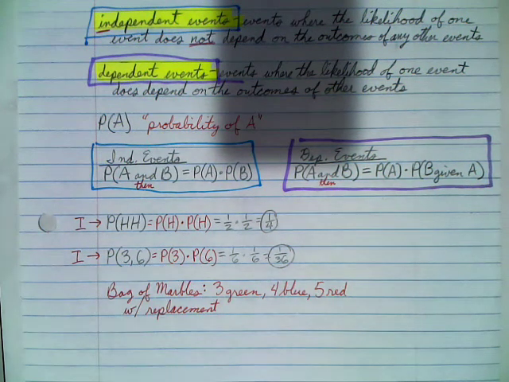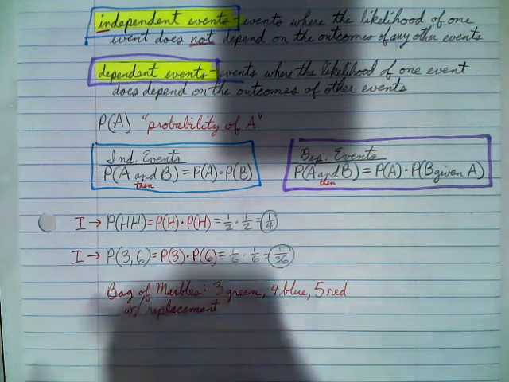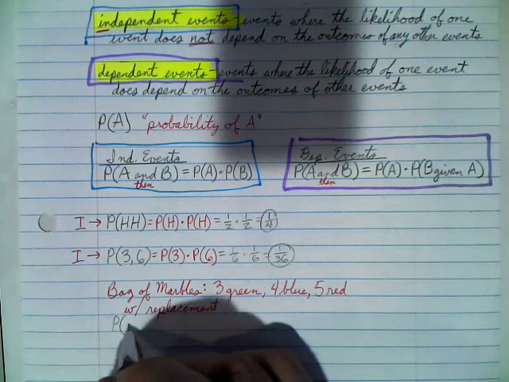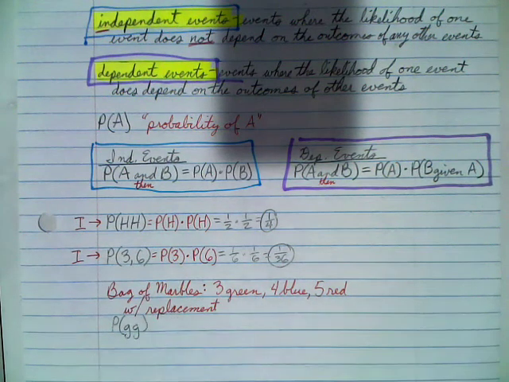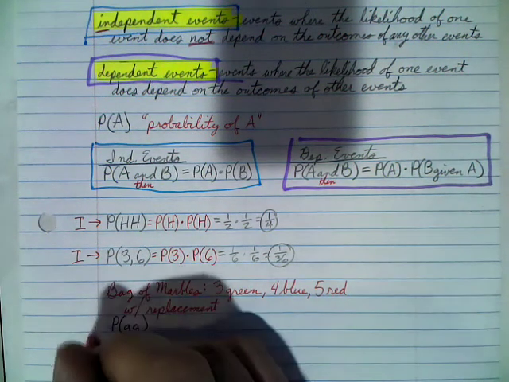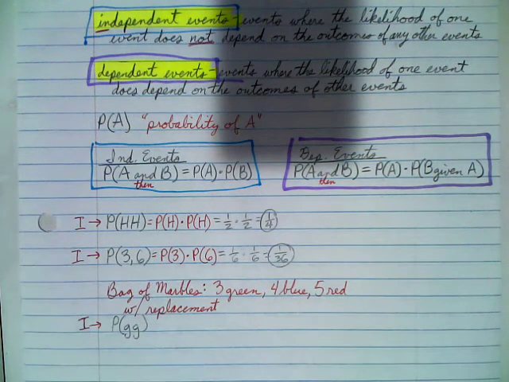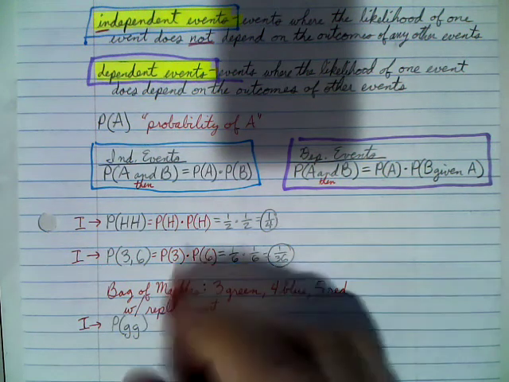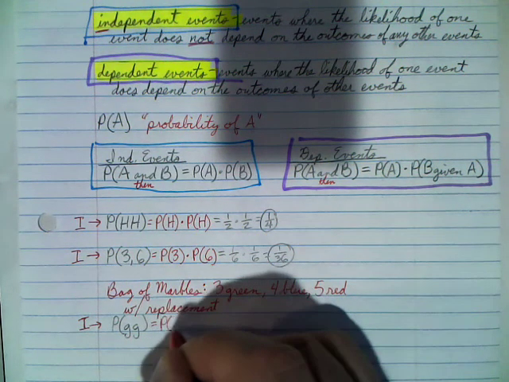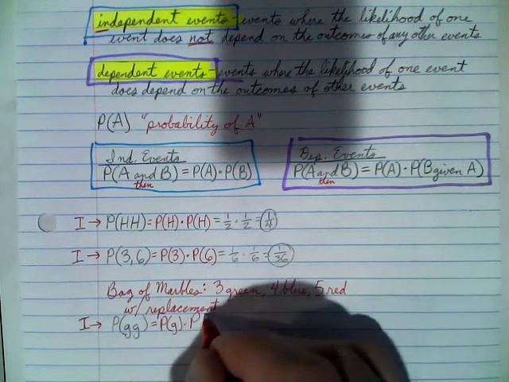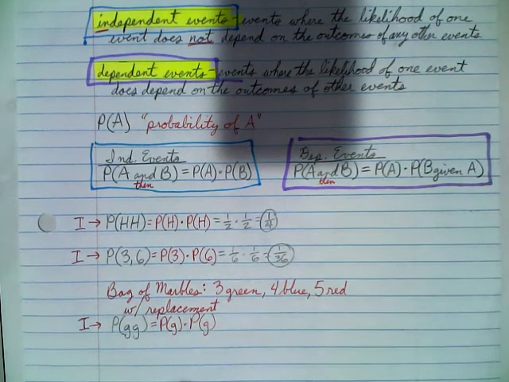Well, if you put your marble back before pulling out the next one, then you have the same exact mix of marbles as you had at the beginning. So in this case, if I asked you what is the probability of pulling 2 greens, so pulling a green followed by another green, with replacement, this would be independent events. And so we'd be looking then just at the probability of getting a green, times the probability of getting green again.